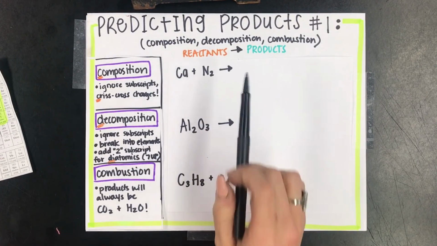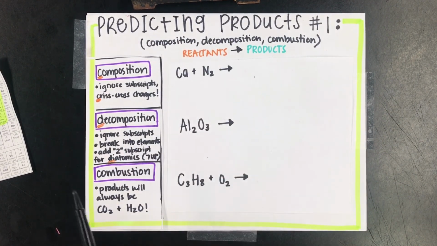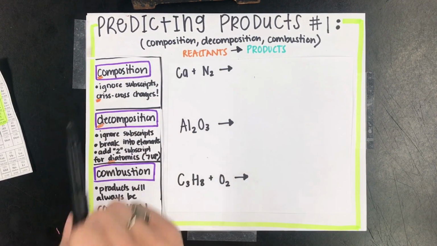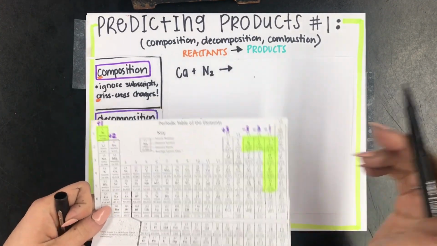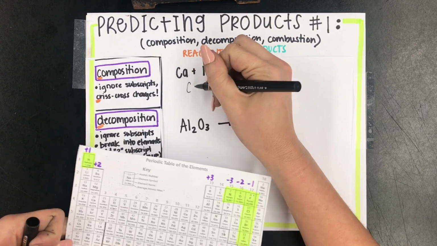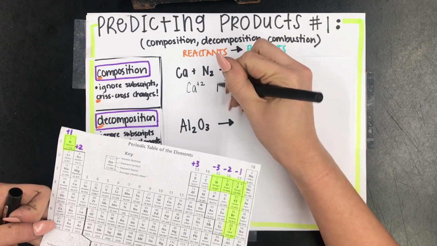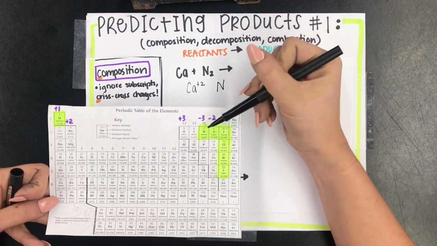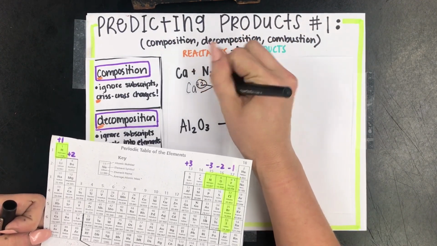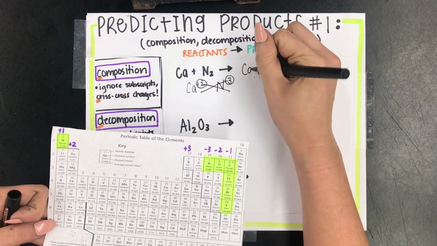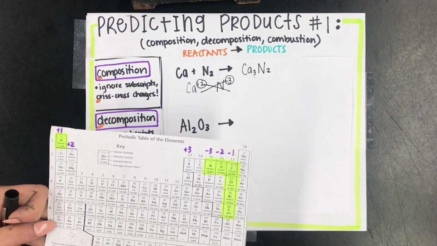Okay, so for this one, I know it's composition, 2 individual elements. We want these to come together to form one product. So because it's composition, I'm going to crisscross charges, ignoring the subscript, only looking at charges. So we have calcium, positive 2 charge. Nitrogen, again, do not care about this 2. Nitrogen, negative 3. Crisscross charges. My product, Ca3N2. And you're done with that one.